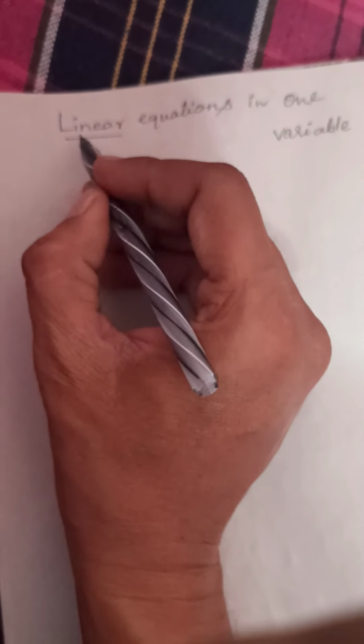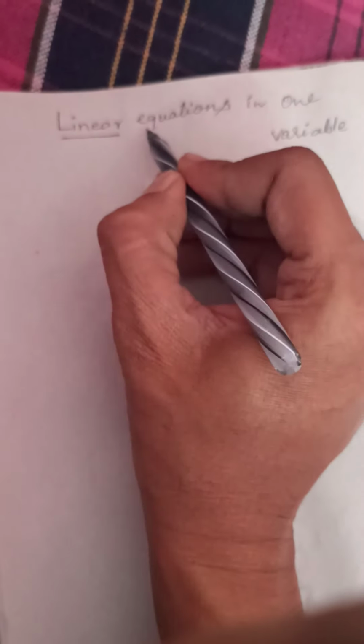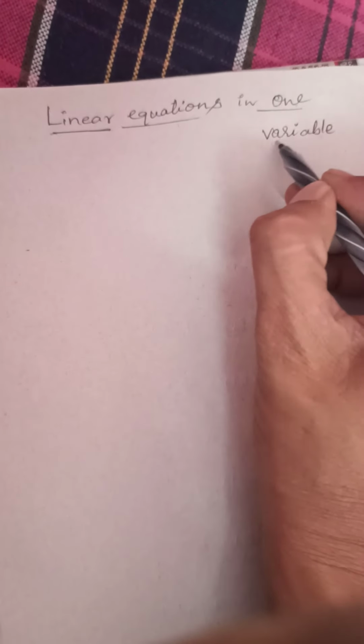So here linear is nothing but degree is 1. Linear means the equation's degree is 1. Linear equations in one variable. Okay, let me explain this with one example.